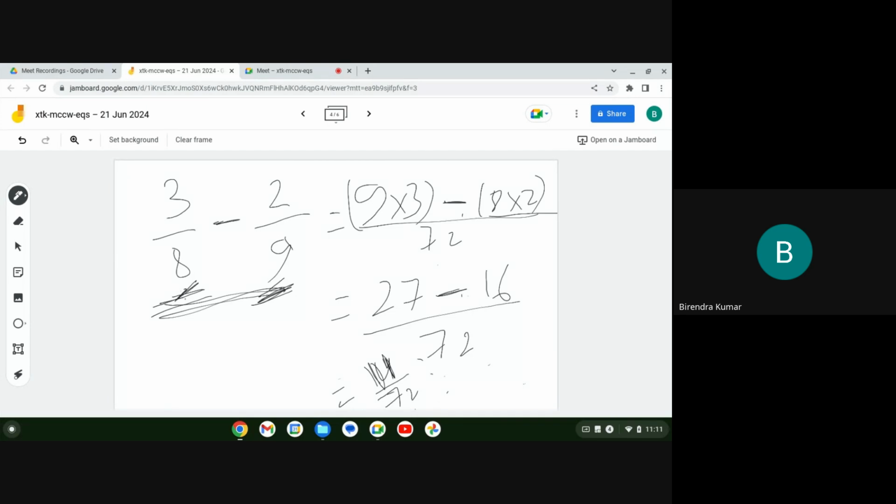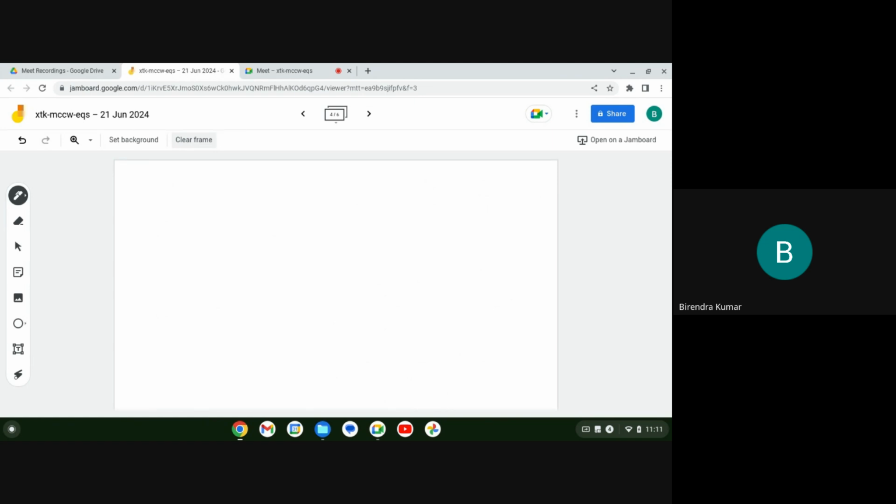So addition and subtraction of fractions is much easier. I was just doing a recap so that if anybody is struggling to recall how I did it, this is the answer for this. And even if you have a situation like this, 3 by 9 plus 4 by 2 minus 8 by 9, the approach remains the same.